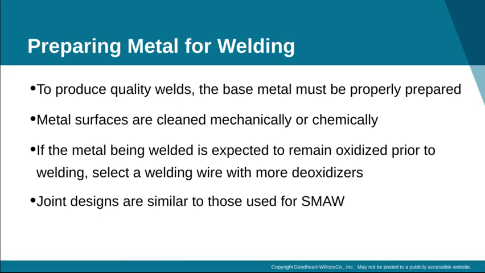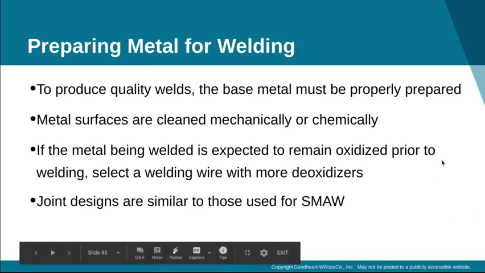To produce quality welds, the base metal must be properly prepared. Metal surfaces are cleaned mechanically or chemically. If the metal being welded is expected to remain oxidized prior to welding, select a welding wire with more deoxidizers. Joint designs are similar to those used for shielded metal arc welding, stick welding.